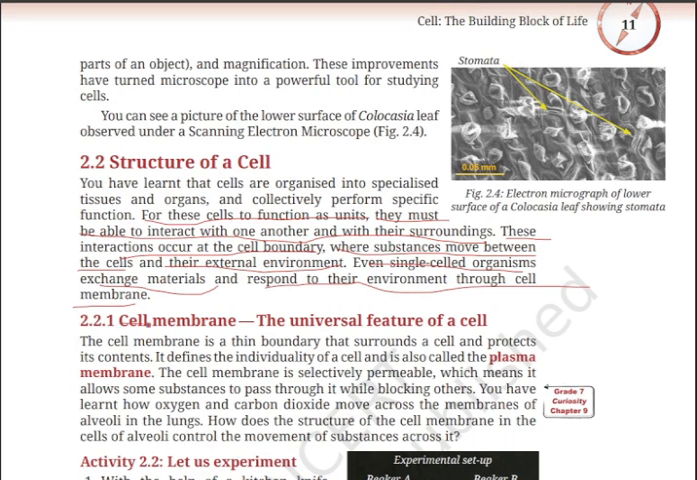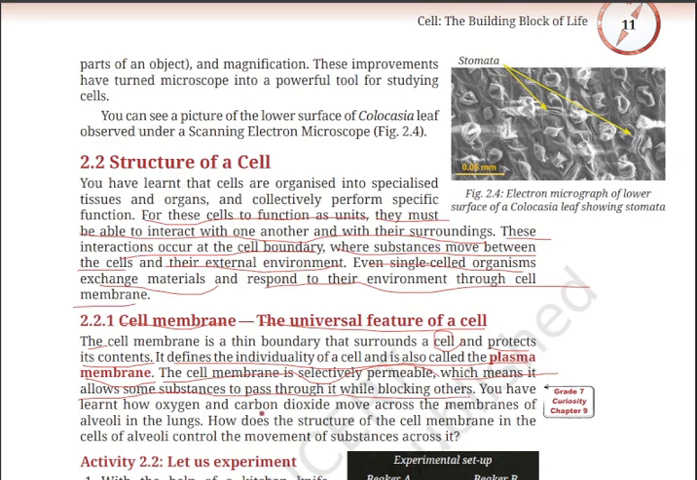Next, cell membrane, the universal feature of a cell. The cell membrane is a thin boundary that surrounds a cell and protects its contents. It defines the individuality of a cell and is also called the plasma membrane. The cell membrane is selectively permeable, which means it allows some substances to pass through it while blocking others.